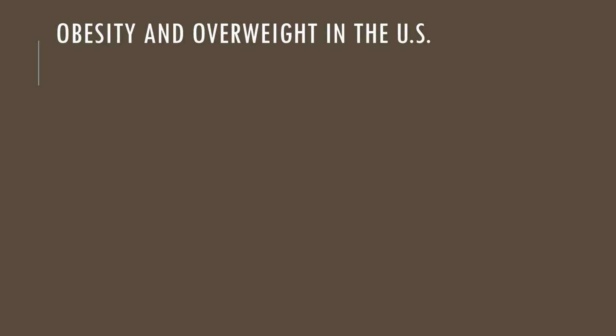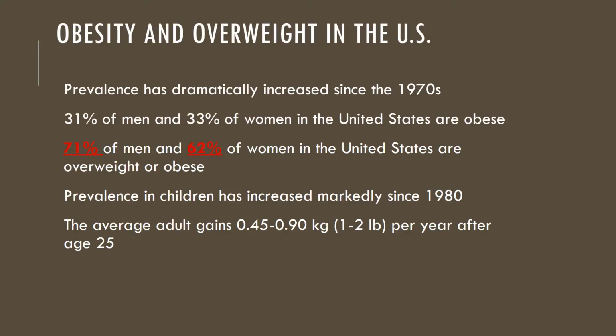Next, let's talk about the prevalence of obesity and overweight. The prevalence has, of course, increased dramatically. This is particularly true since the 1970s. 31% of men and 33% of women in the United States are considered to be obese. This is based on classification by a BMI greater than 30. And if you consider overweight to be a BMI greater than 25 and obese to be a BMI greater than 30, then 71% of men and 62% of women meet one of those two classifications.